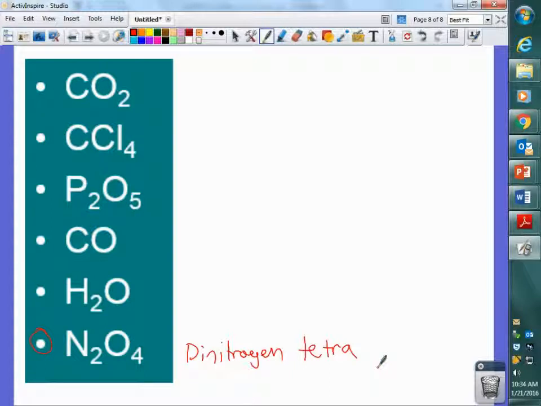Okay? Then the name of the element, right? Oxygen, but because it's the second word, we change the ending. So tetraoxide. Is that okay for everyone? Yeah, you always change the second word to the IDE ending. Okay? Now, one last thing.